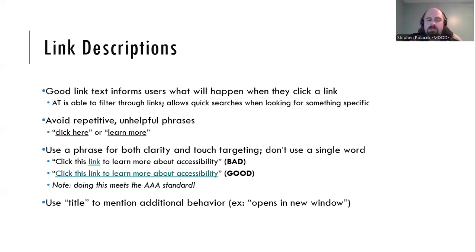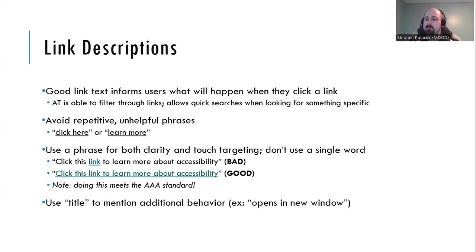And we want to make sure that we're also using a phrase, both for clarity to make sure that people understand what they're looking at or looking for, and then also for touch targeting. So you want to avoid using a single word. A bad example is click this link to learn more about accessibility, with the word link being the only link text. If I was on mobile, even as a sighted user with no diagnosed disability, I'm probably still having to zoom in to get to that link and press it.